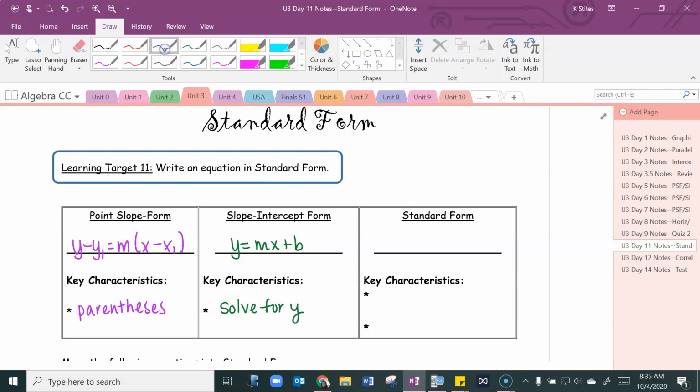And finally, our new form, standard form, looks like this: ax plus by equals c. The key characteristics for standard form is that we have no fractions, and x and y are together.